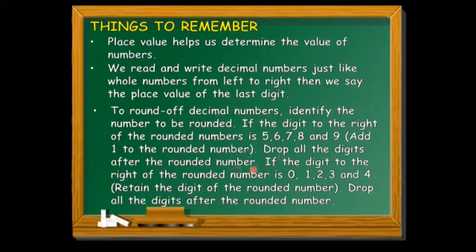And then if the digit to the right of the rounded number is 0, 1, 2, 3, 4, or less than 5, retain the digit of the rounded number. So, ibig sabihin, hindi mo siya babaguhin. Walang plus 1, walang minus 1. Retain lang siya. And after that, drop all the digits after the rounded number. And that's gonna be it.